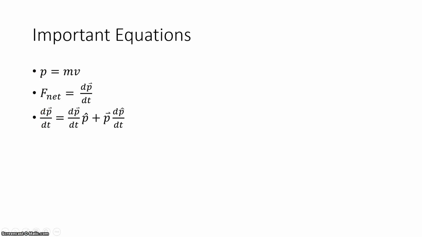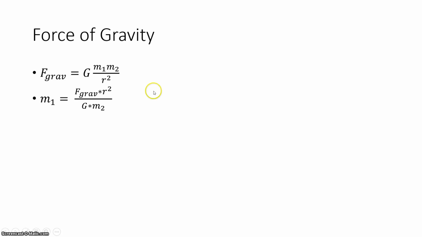Alright, here are some important equations. Just momentum equals mass times velocity. Fnet, we need to know this for almost all of physics. So Fnet equals dp over dt, and then dp dt equals the sum of its components. So one is the parallel component and one is the perpendicular component. Alright, and now on to one of the more important equations for determining the mass of the actual black hole.